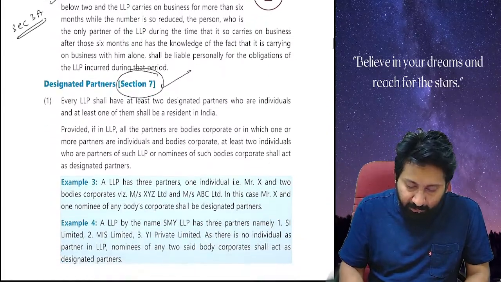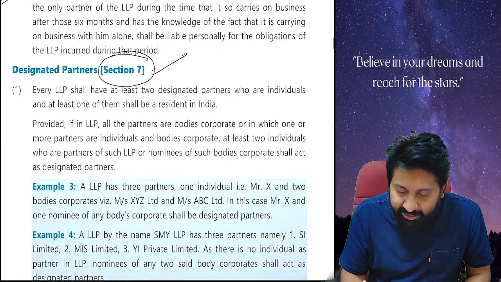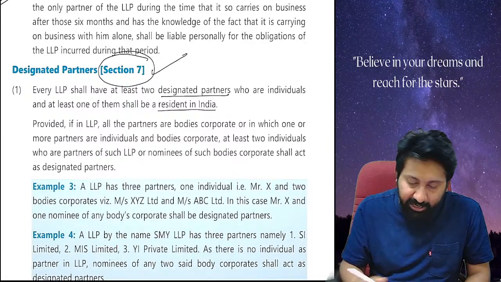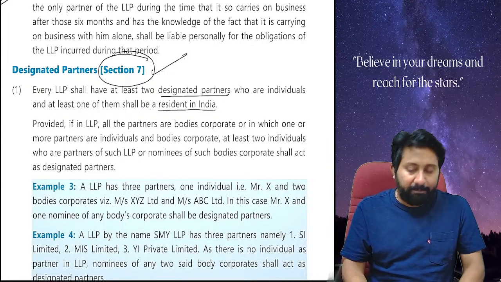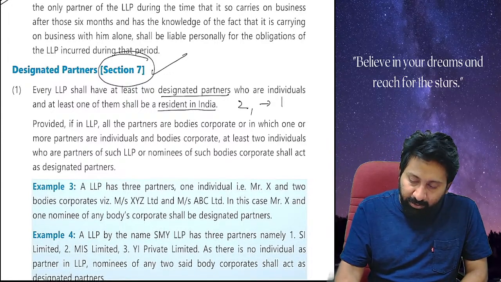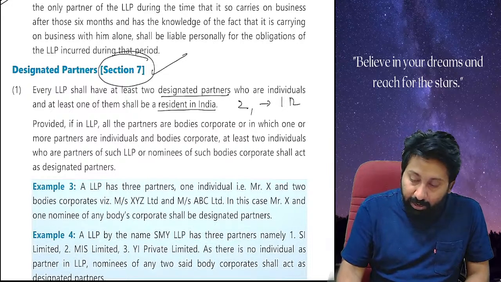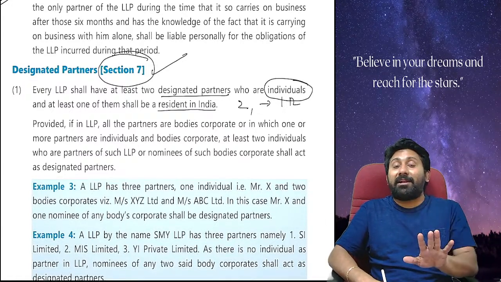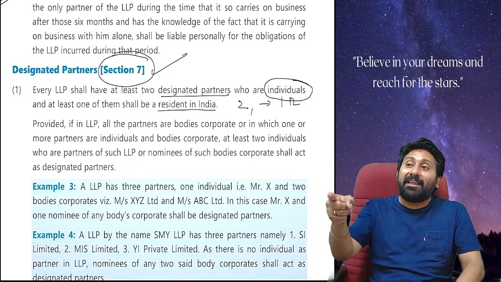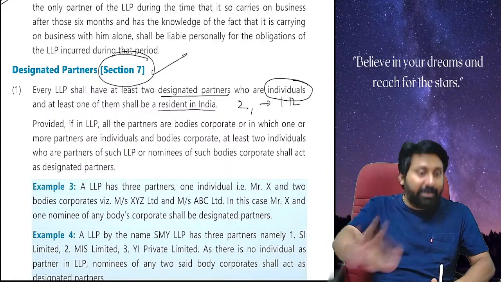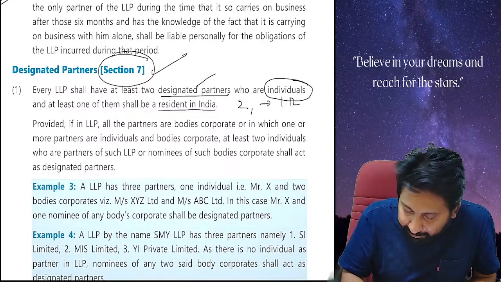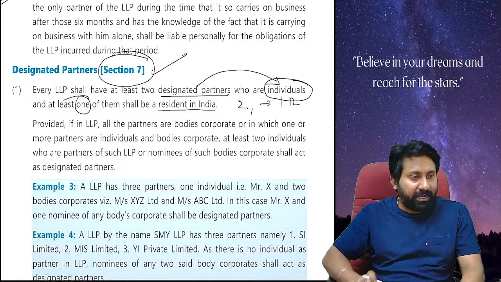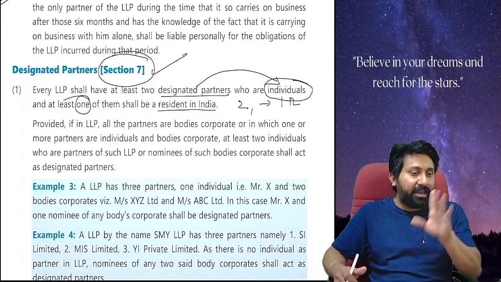Every LLP shall have at least 2 designated partners who are individuals, and at least one of them shall be resident in India. So first, how many designated partners? 2. In that, one must be a resident of India. Okay, and they must be individuals only, because they have to pay penalty. You can't punish, you can't keep in jail if it is a body corporate. Therefore, DPs must be individuals. So 2 DPs who are individuals, and at least one among them should be resident. If both are resident also, no problem. But at least one must be a resident.